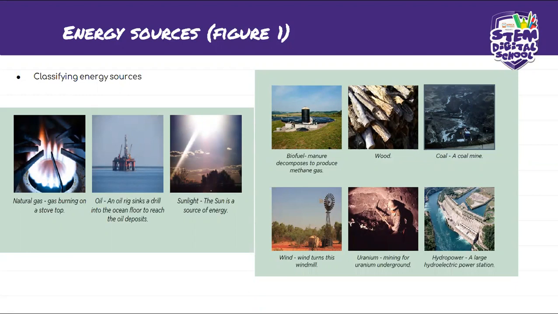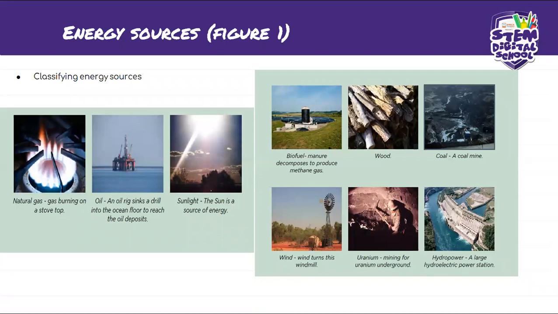Now we can look at biofuel. A biofuel is manure that decomposes to produce what? Methane. And this methane can then be sold to people so that they can even use it for cooking at home. Then we can see wood or firewood is also used to heat or to cook for the family. Now we can also see coal. You can see the black diamond. Now we also have what?